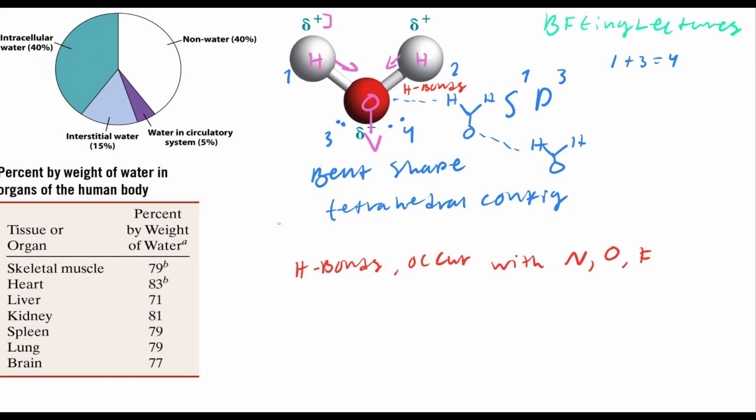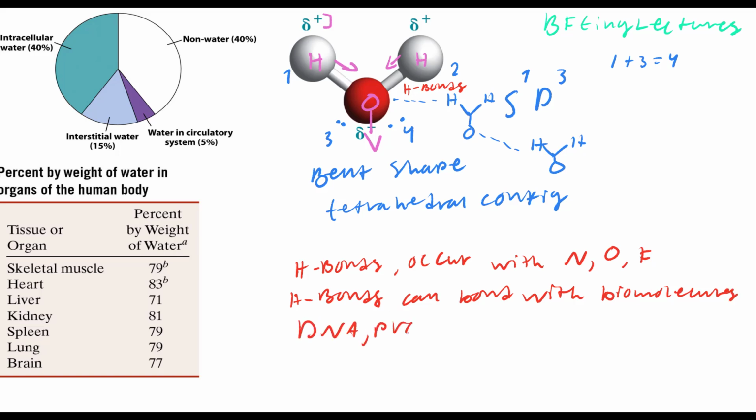In biochemistry, you will often see H bonds forming with biomolecules. For instance, it could bond with DNA, with protein, with other things. Because it can bond with biomolecules, they can offer shape, they can offer structure, they can offer so many things to the biomolecule. And that's why it's so important in biochemistry.